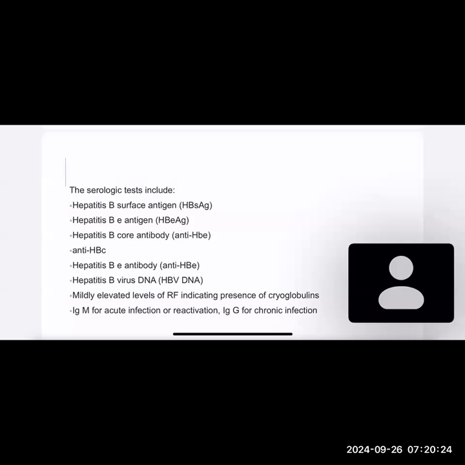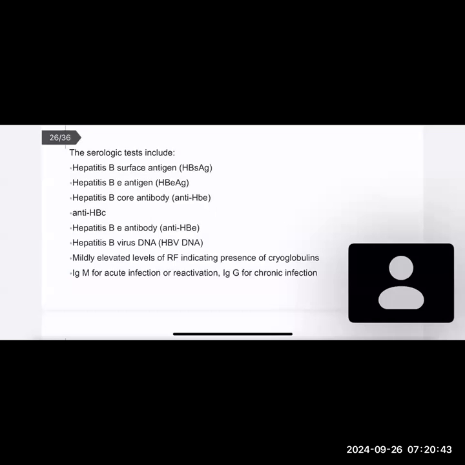And then we can also do the viral DNA. All of the serologic tests are very important, especially when it comes to treatments, because they are the things we need to check to see if the patient is responding well to treatment, or if they are having some form of reactivation. We can also look at the levels of rheumatoid factor, and this could point towards presence of cryoglobulins. So it would tell that the patient is developing some form of extrahepatic manifestation.